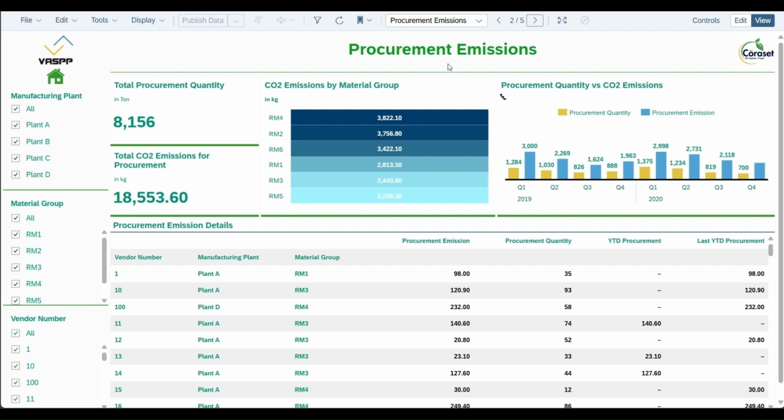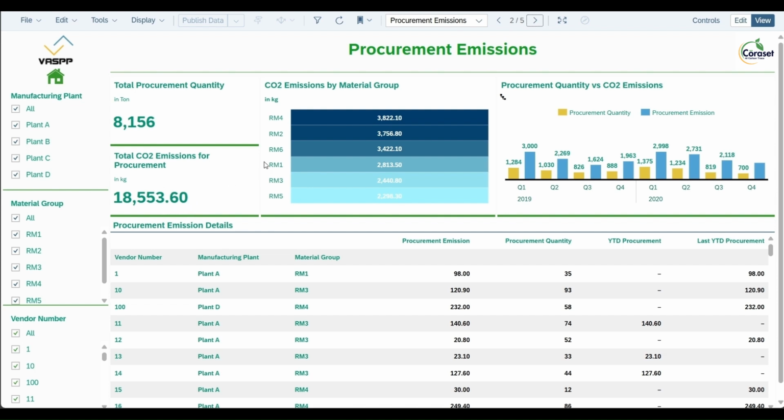The procurement emissions page provides detailed insights into the carbon footprint associated with procurement activities. It features visualizations with different charts to display emissions by supplier, material, and procurement category. The major KPIs included are total procurement quantity KPI, which tracks the aggregate volume of materials and goods procured by the organization over a specific period, and total CO2 emissions for procurement KPI measures the total carbon emissions generated by procurement activities over a specified period.